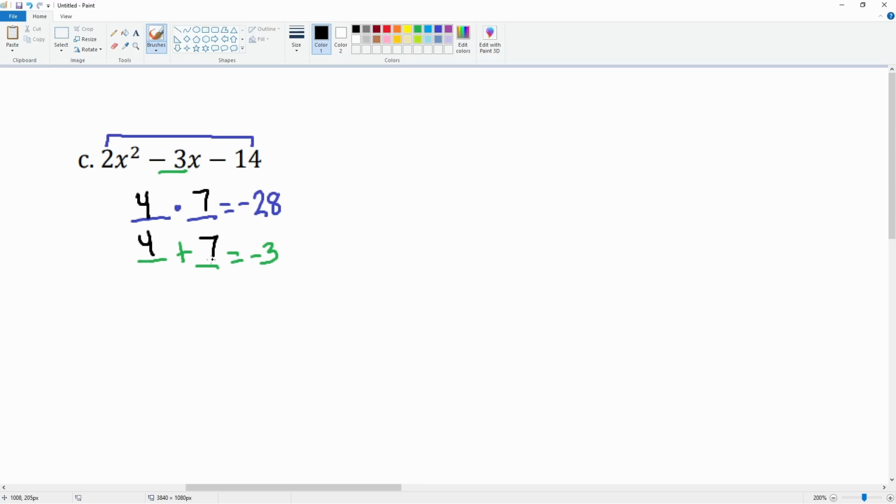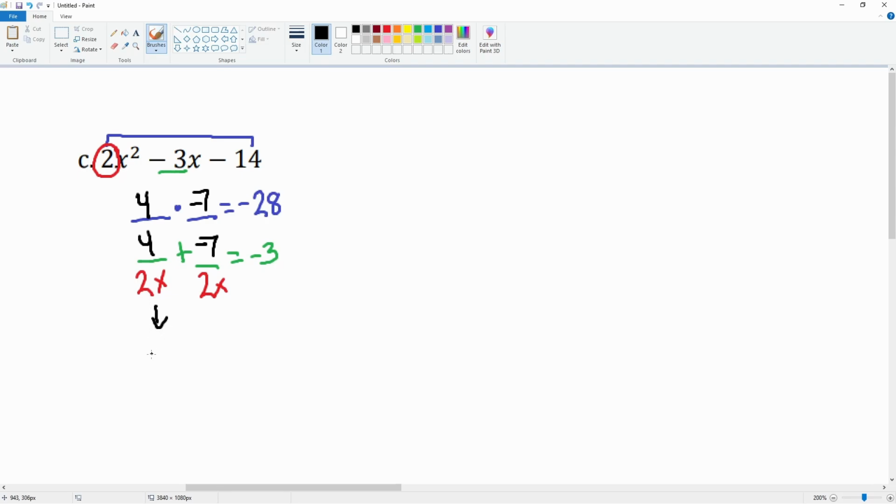But one of them has to be negative. We're going to put the negative on the negative 7 to see if it works. 4 times negative 7 is negative 28. 4 plus negative 7 is negative 3. That's great. Now we want to divide by the ax term. So we're going to divide by 2x. Let's see if this simplifies.